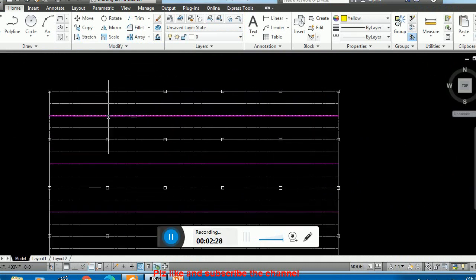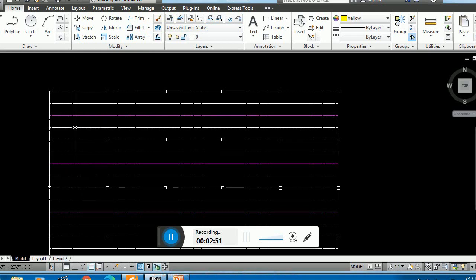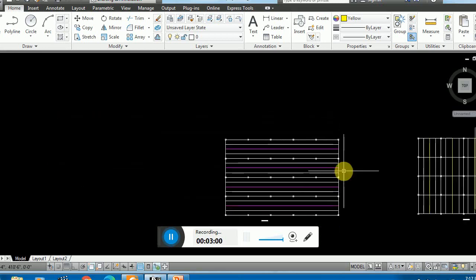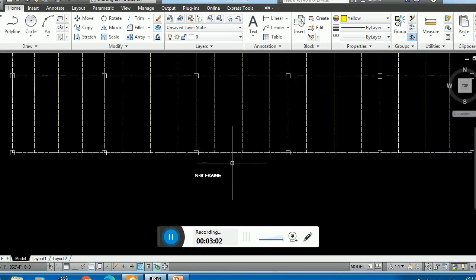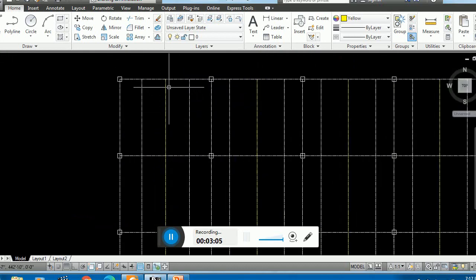This magenta color basically represents the mid line of the panel, which is the mid of the middle strip. The distance between these two is basically the column strip width for the exterior frame, and from this line to this line is the column strip width for the interior frame. And similarly, the length between this line and this line is basically the middle strip width. Similarly for all. And similarly, I represent here my NS frame, and in the NS frame this blue line represents the middle line of our middle strip.